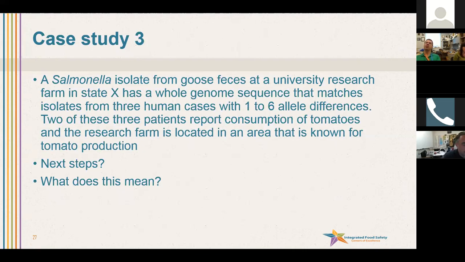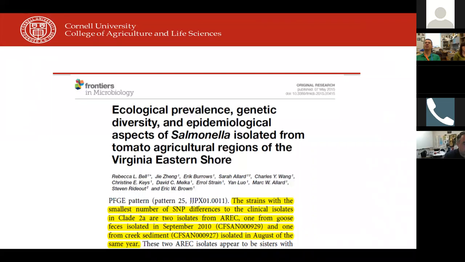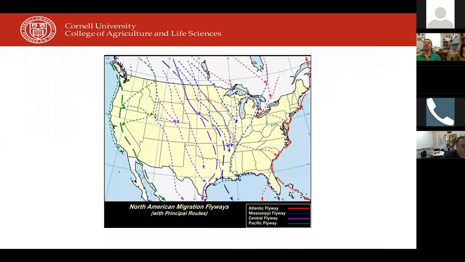Another comment was, could the people come in contact with goose feces at a park? Absolutely. Let me give you some more background, again, to convince you that this is not purely hypothetical. This is a paper that was actually published, and I took a small part of it. It talks about the strain with the smallest number of SNP differences to the clinical isolates in clade A: 2 isolates from ARAC, an abbreviation for University Research Center. One from goose feces, isolated September 2010, and one from creek sediment, isolated in August of the same year. These are co-authors from FDA, and they found this, at the very least, fairly intriguing.